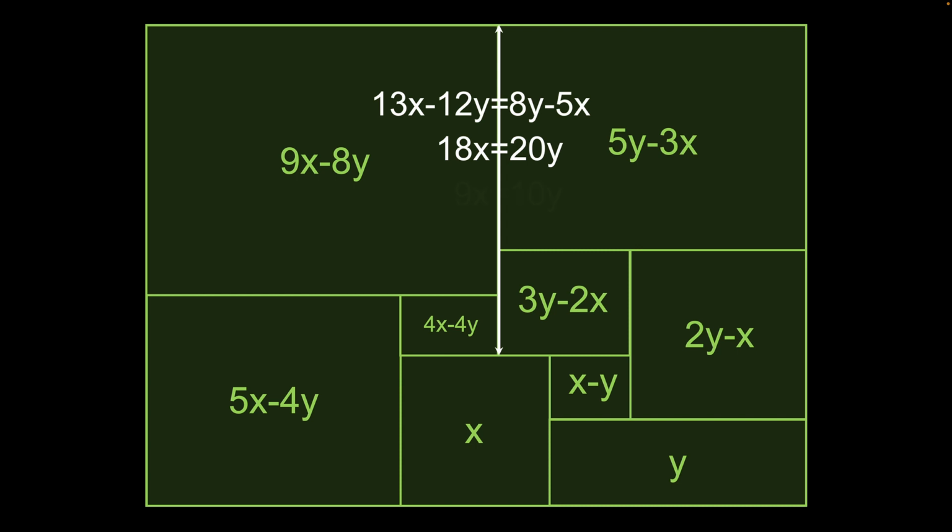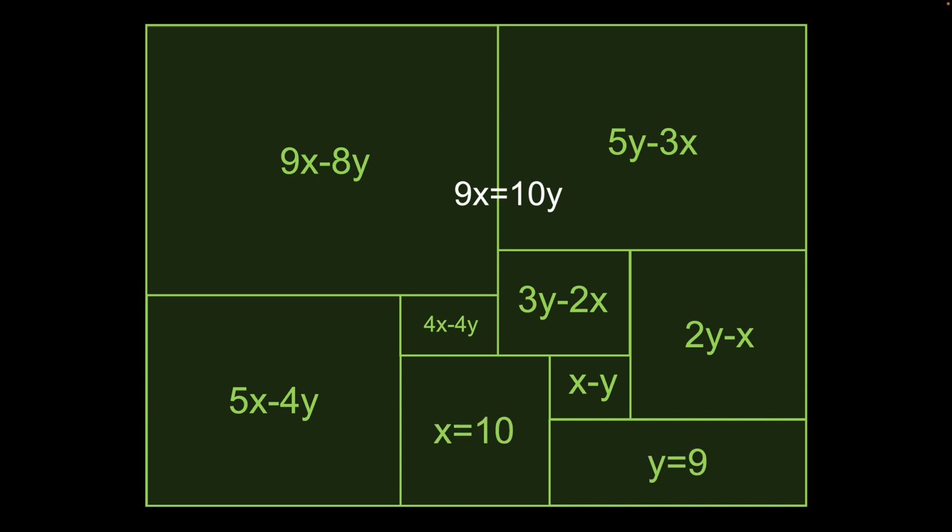18x is equal to 20y. 9x is equal to 10y. Well, the easiest way to solve that would be x is equal to 10, y is equal to 9. Let's do that. And again, you find that we end up with the same solution.